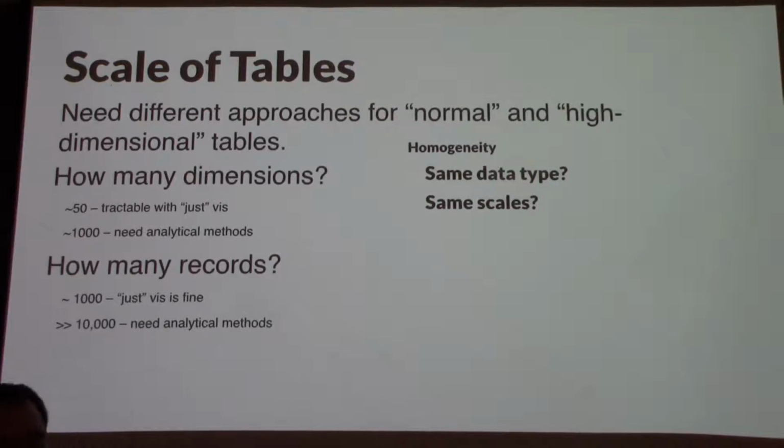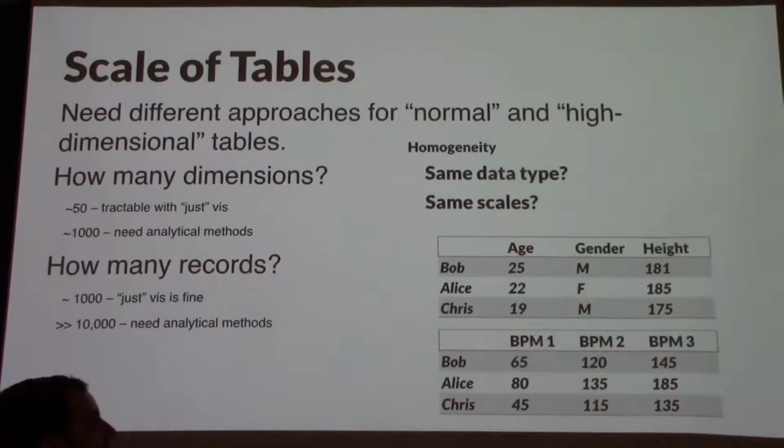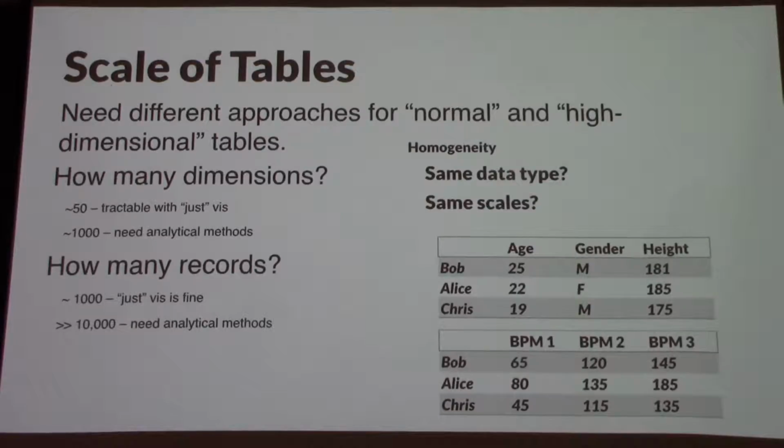Another aspect that we didn't talk about yet is homogeneity. The techniques you choose and how scalable they are depends a lot on the homogeneity of the data. So what do I mean by homogeneity? Here are two tables. One of them is homogeneous, the other one is not. Here we have Bob, Alice, and Chris, and then we have attributes about them: age, gender, and height. These are different data types, so we have an inhomogeneous table. Numerical, categorical, numerical, and also on different scales.